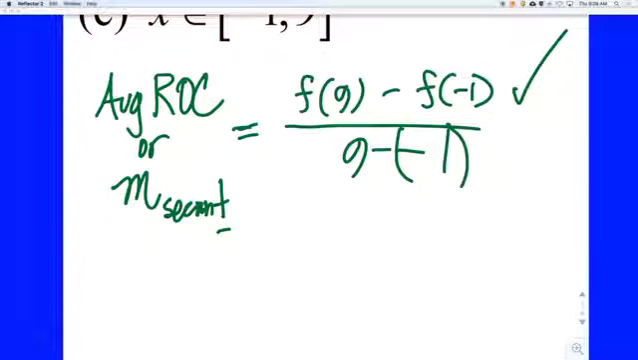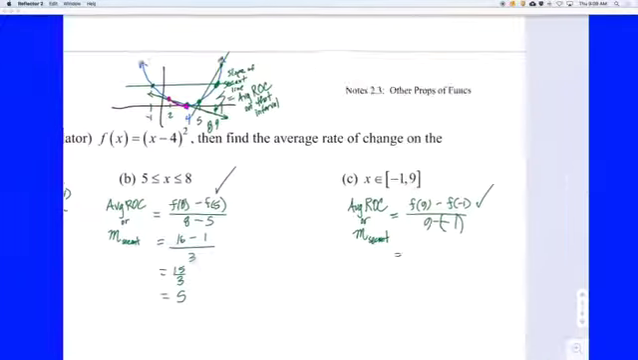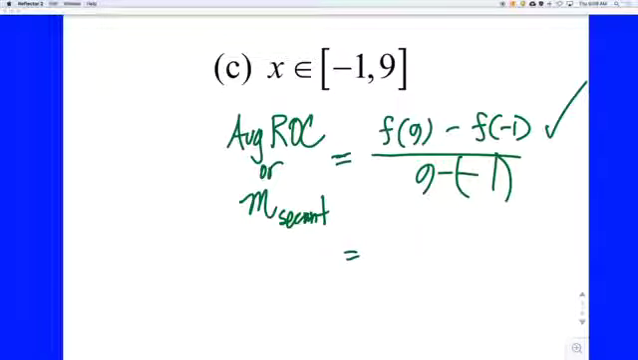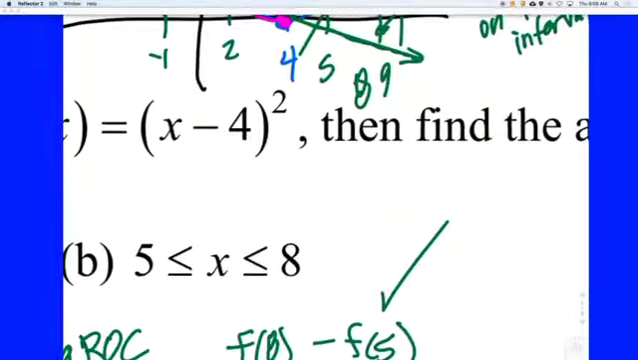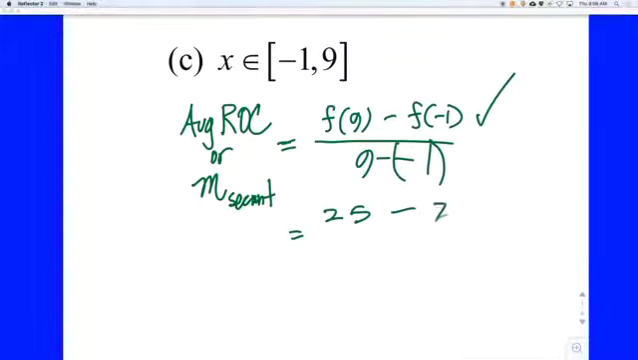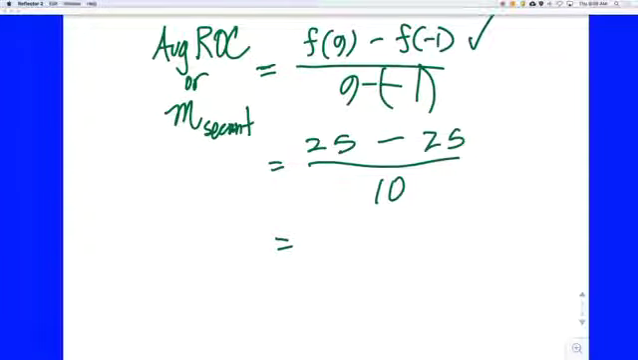f of 9, that's going to be, and again, notice I'm working straight down with an equal sign. That's 9 minus 4, which is 5. 5 squared is 25. And then f of -1, you get -1 minus 4 is -5. -5 squared is 25. All over 10. So I get 0 over 10, which is 0. 0 or DNE? I always forget. That's 0, right? Remember, non-zero over 0 is infinity, or negative infinity, undefined, DNE.